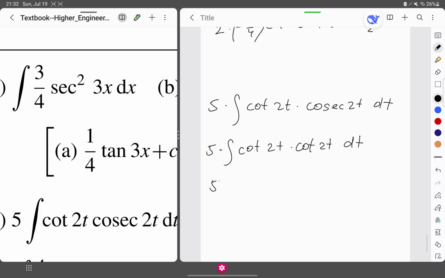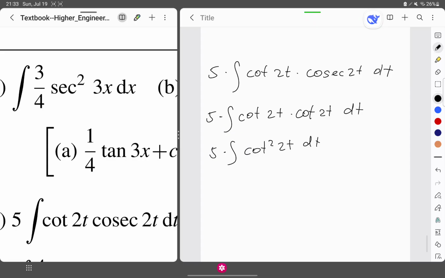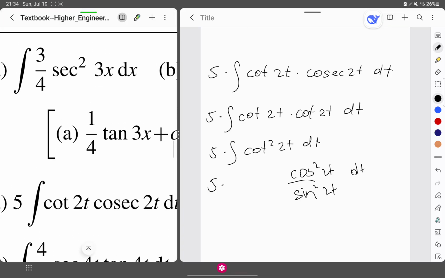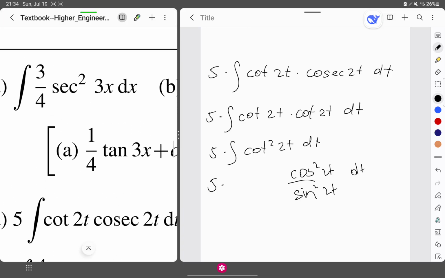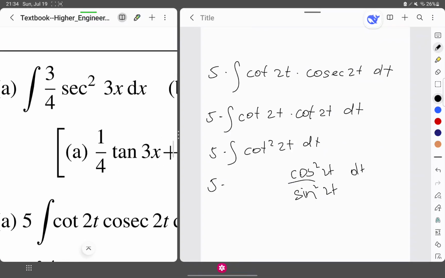And I think it will be 5 times, I'm not sure, cot square 2t dt. And what is the integral of cotangent square? I'm thinking about it, but I don't know how to do this one. But I don't want to give up. It's getting harder right now after 9.